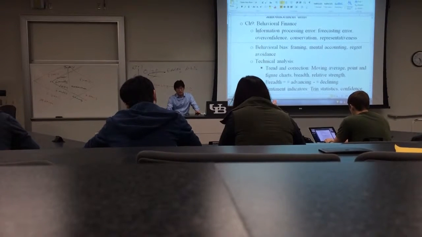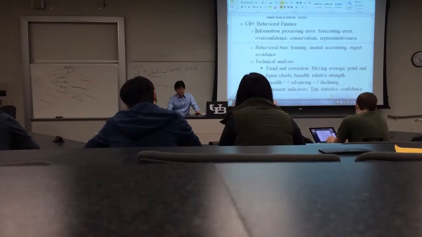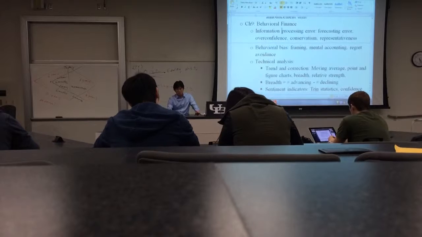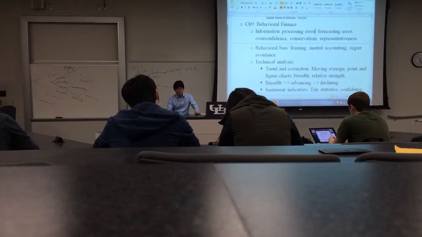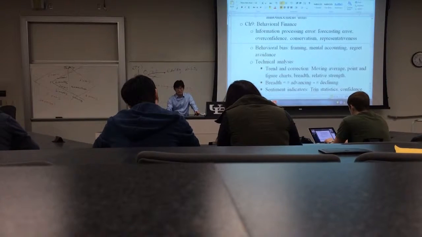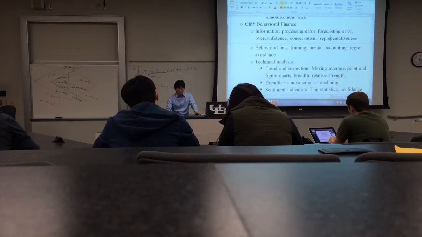So there are two types of bias. One is information processing error. The other one is behavioral bias. Information processing error includes forecasting error, overconfidence, conservatism, representativeness.